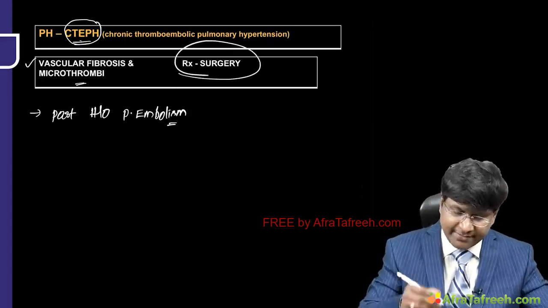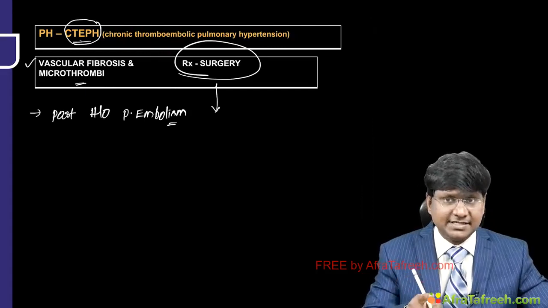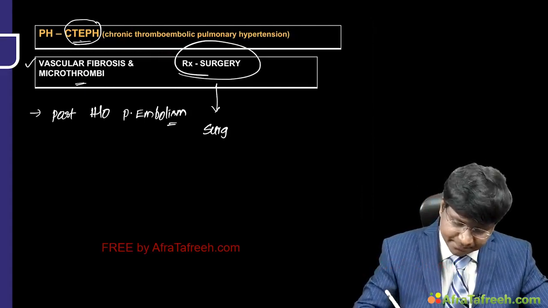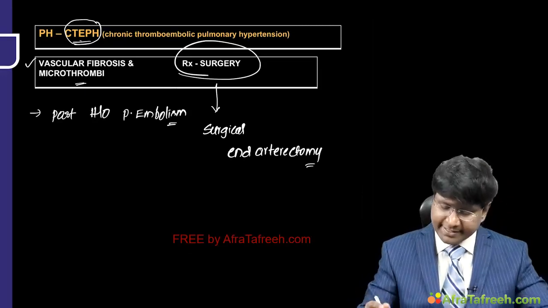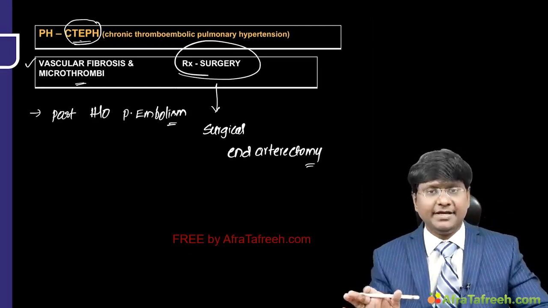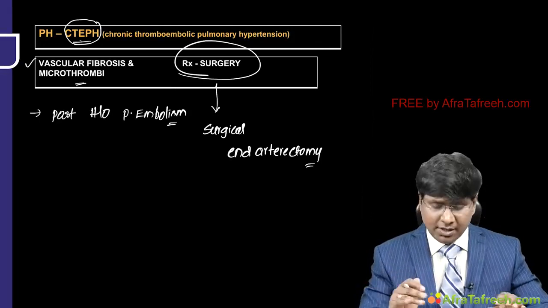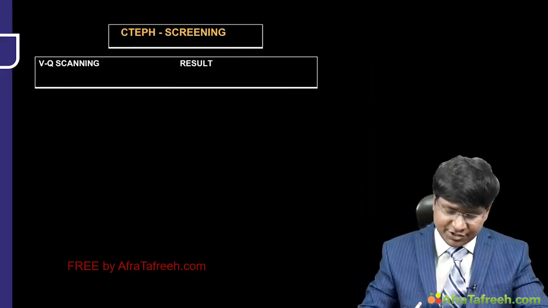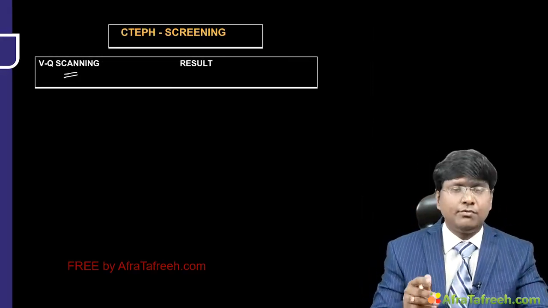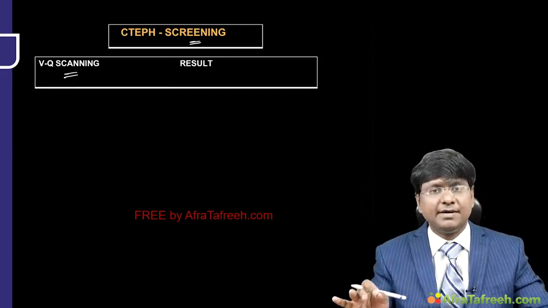And these patients, most of the time, are refractory to medical management. They have to undergo surgical treatment, and that includes surgical endarterectomy. So that is about the treatment for chronic thromboembolic pulmonary hypertension. Of the two investigations, the definitive investigation is CT pulmonary angiography. The other investigation is the VQ scan. Why will you do this ventilation perfusion scan? That is only for screening of chronic thromboembolic pulmonary hypertension.